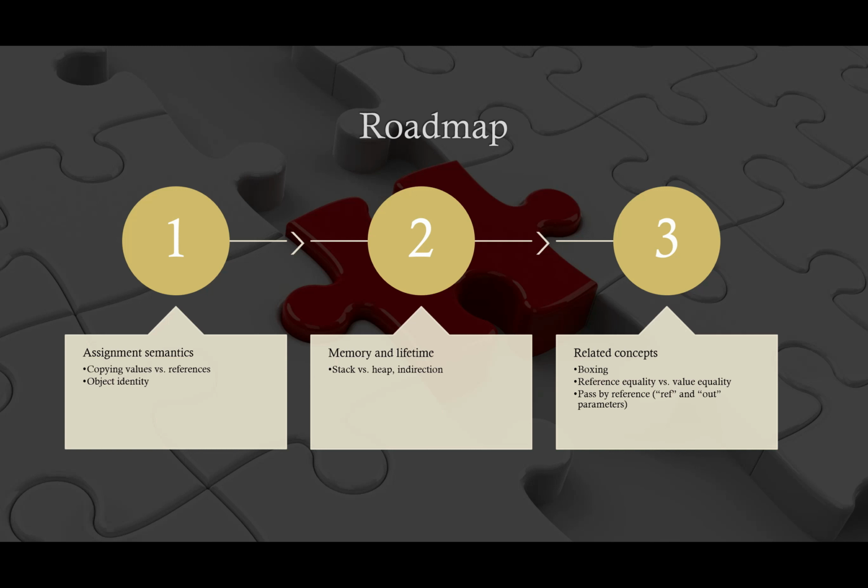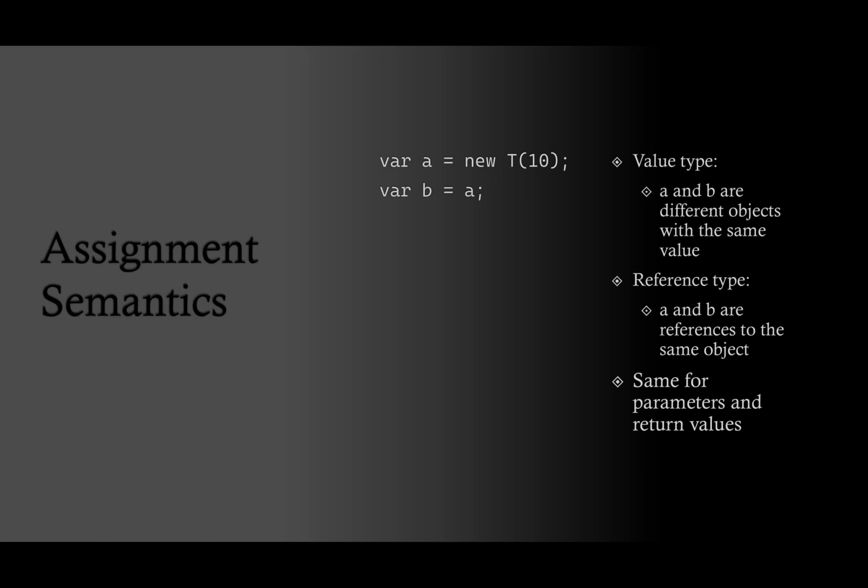And then there are several related concepts that we'll get to at the end, including boxing, which is conversion of value types into reference types, reference equality versus value equality, whether we are comparing the values of objects or their identity. And also there are a couple of keywords in C# that allow you to pass parameters by reference, using the ref or out keywords. It's not really the same thing. It has nothing really to do with value types versus reference types, but it still has this concept of reference that we'll get into.